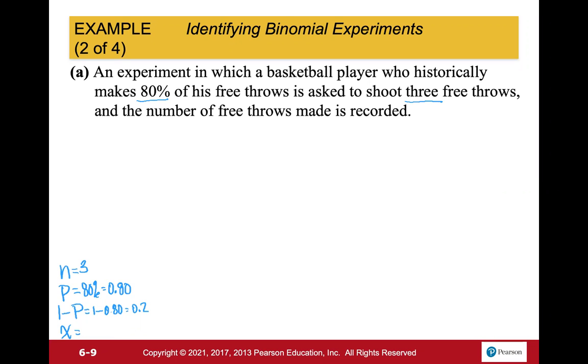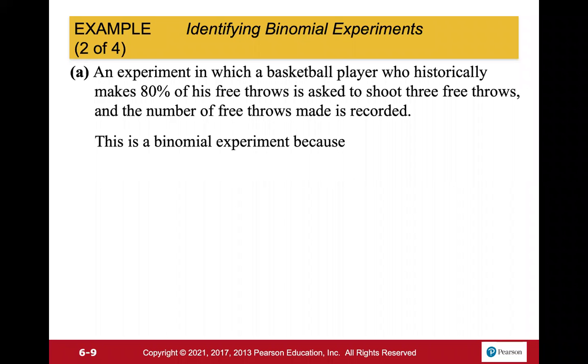And now for x, so all the different possible values that we could have for x, he could make none of his free throws, so that would be 0. He could make one of his free throws out of the 3, two of the free throws out of the 3, or he could make all three free throws. So x is going to be those four values, so 0, 1, 2, and 3. Ooh, that was another thing we forgot to check.